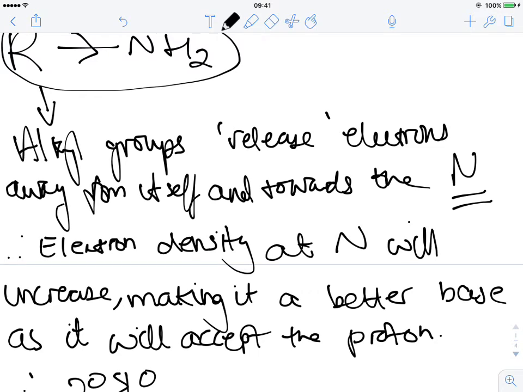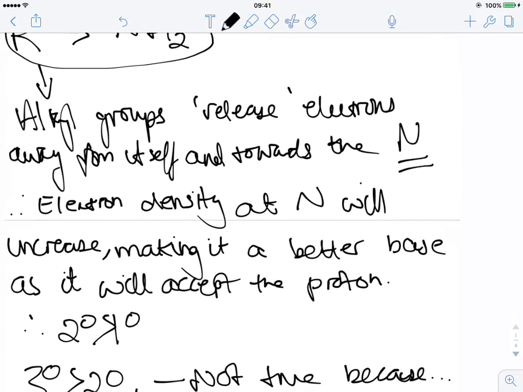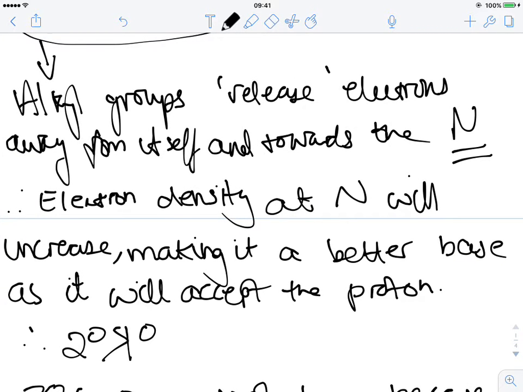A Bronsted-Lowry base is a proton acceptor. An acid is a proton donor. So hence the improvement in its ability of accepting this proton.